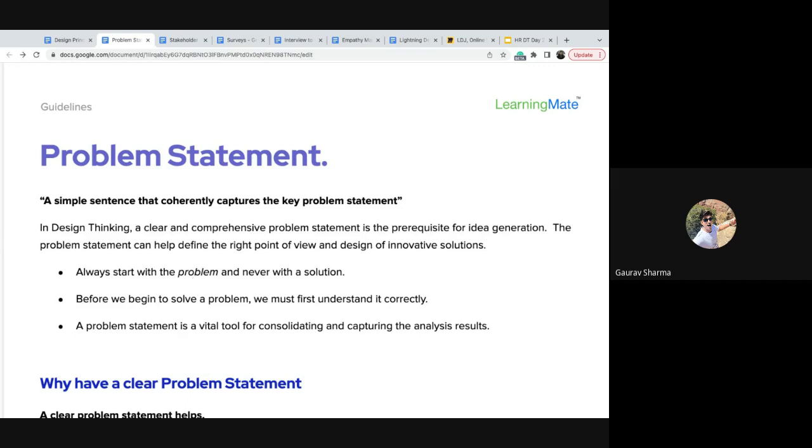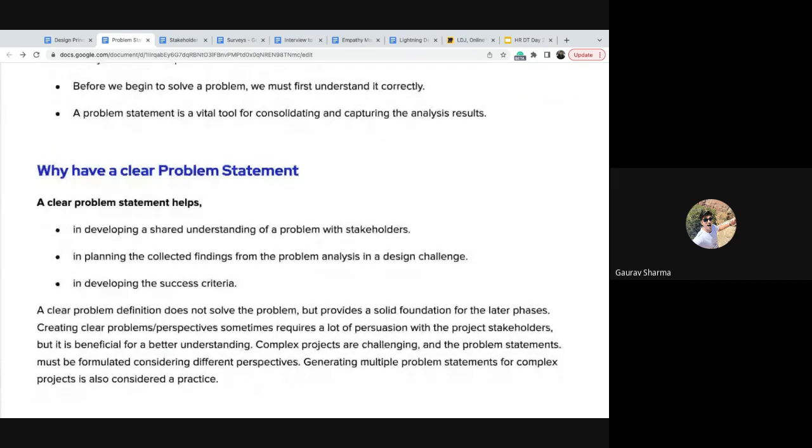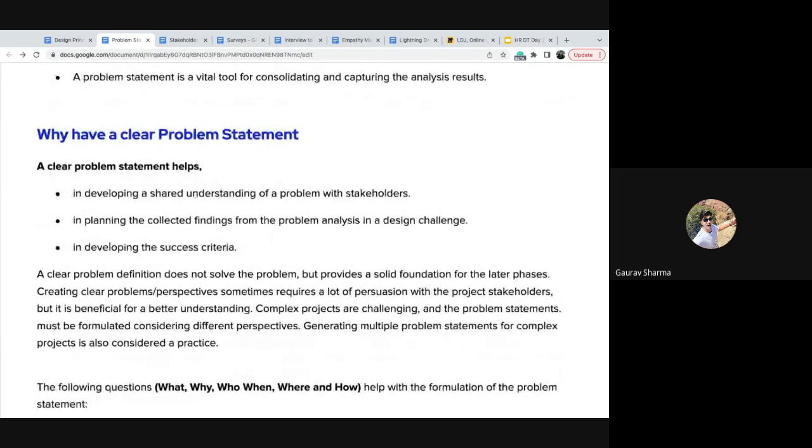Before we begin to solve the problem, we must understand what it exactly means. And a problem statement is a vital tool for consolidating and capturing the analysis results, which essentially means that we'd come up with some problem statements that are going to be used. Now, how do we do that? And why have a clear problem statement, right? A clear problem statement helps in defining and developing a shared understanding of the problems with stakeholders, in planning, collecting the findings, and in developing a success criteria, which essentially would be something that you'd go back and look at when you have created a solution, right?